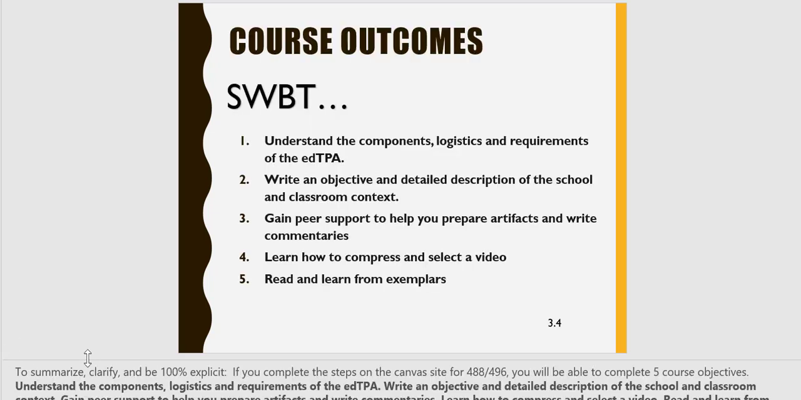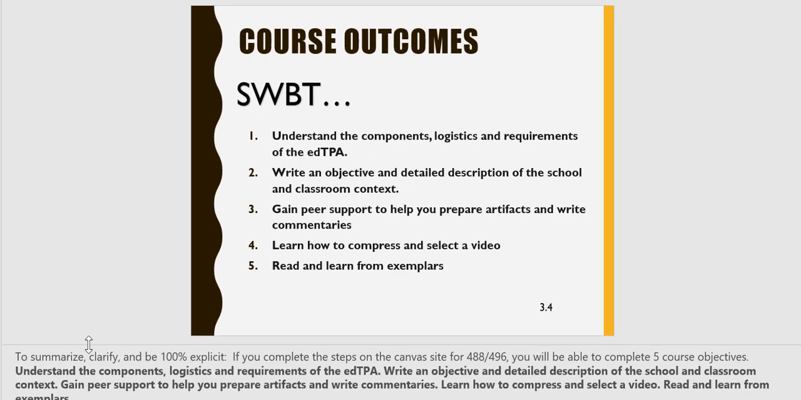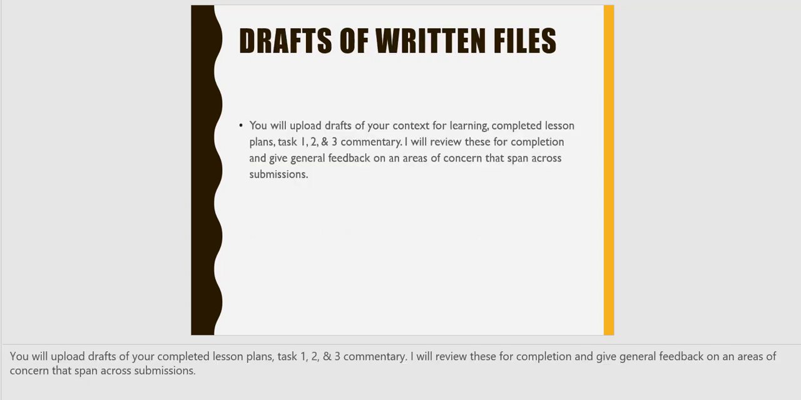To summarize, clarify, and be 100% explicit, if you complete the steps on the Canvas site, you will be able to complete the 5 course objectives: understand the components, logistics, and requirements of the edTPA, write an objective and detailed description of the school and classroom context, gain peer support to help you prepare artifacts and write commentaries, and learn how to compress and select a video, read and learn from exemplars.